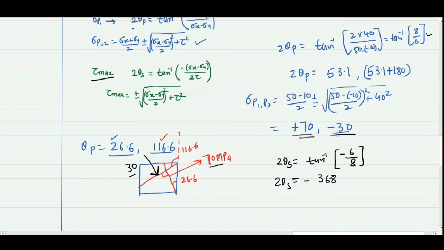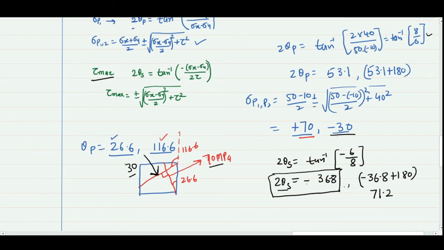This is one of the key results of this problem, because here we have 2 theta s as negative, and the second value will be minus 36.8 plus 180 degrees, because we always add 180 degrees to the angle. So the second angle will become 71 point.